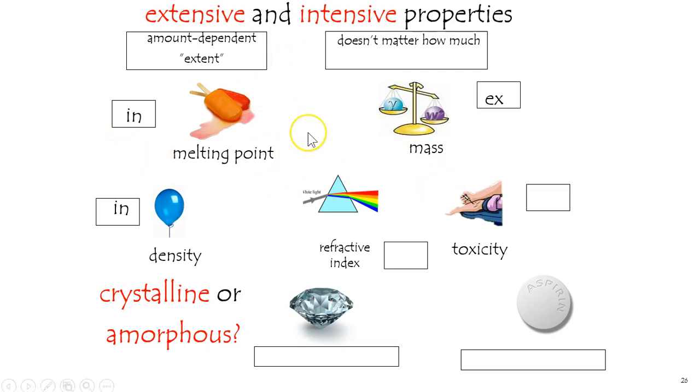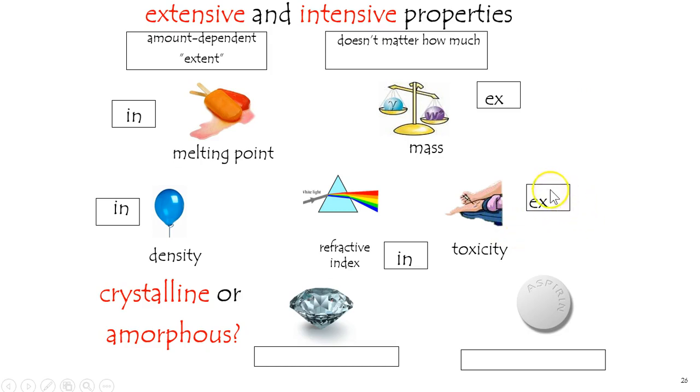Refractive index, how much will a substance bend light? It doesn't matter how much you use. It's a fixed property for a given substance. It typically has to be a clear, solid substance that is usually measured anyhow, and that would give you that intensive property.